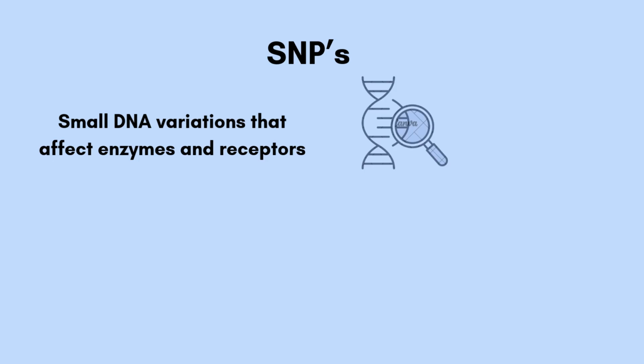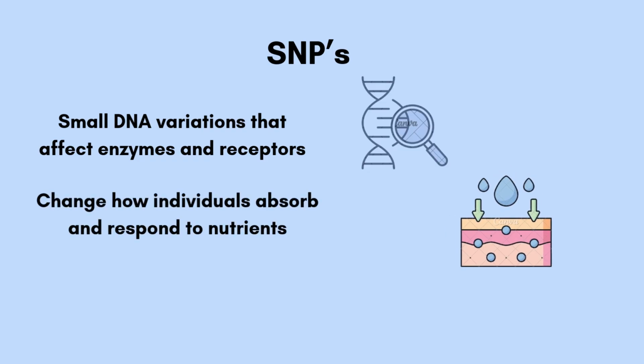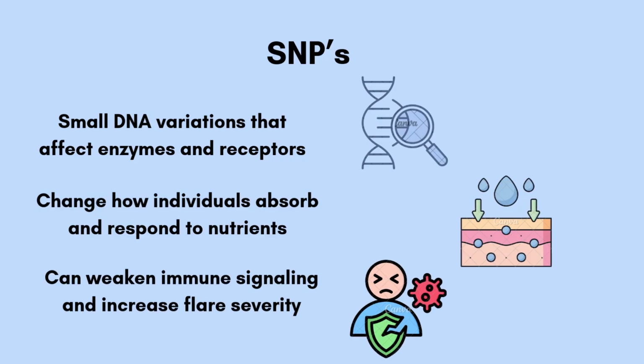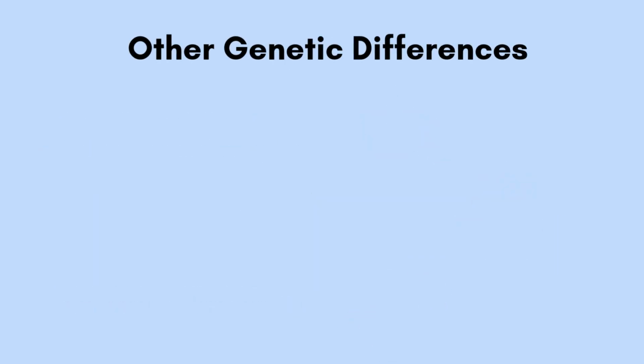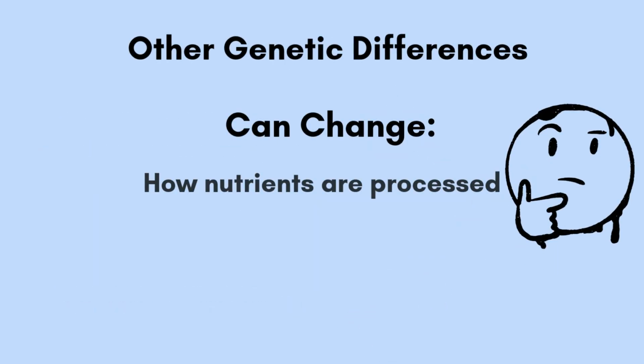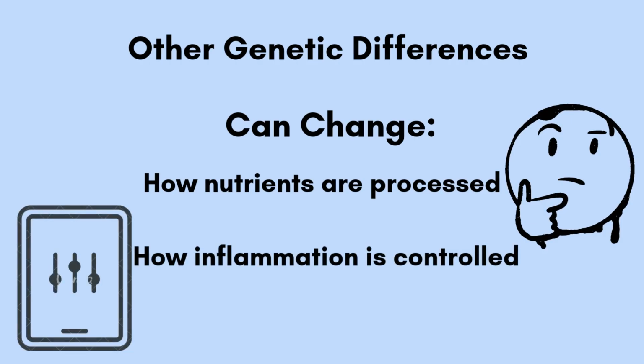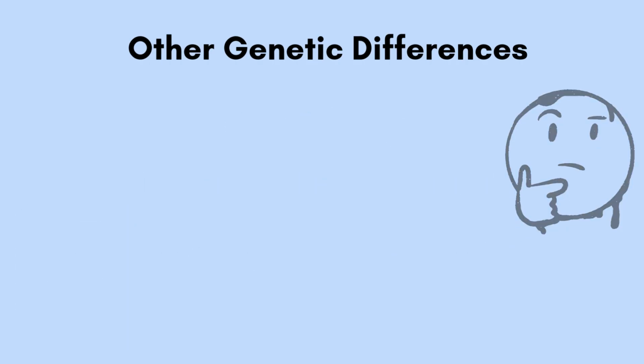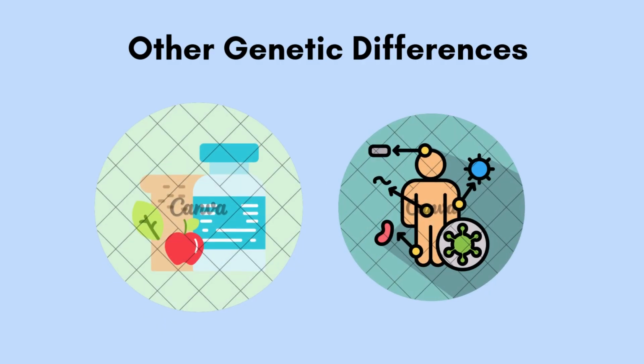SNPs are small DNA variations that change how enzymes and receptors work, and this makes them important in autoimmune health. These differences affect how people absorb and respond to nutrients, which can weaken immune signaling and lower tolerance. As a result, some people experience stronger autoimmune flare-ups even on the same diet. Beyond SNPs, other genetic differences can change how nutrients are processed and how inflammation is controlled. These variations also help explain why autoimmune flare severity and diet response differ between people.